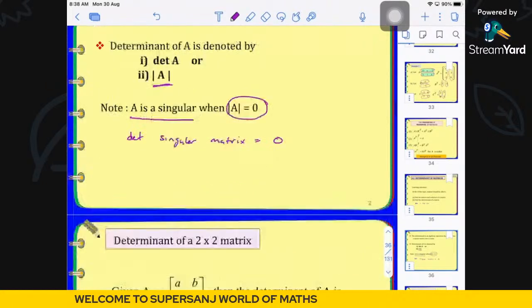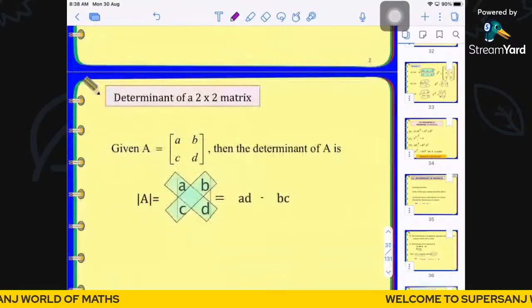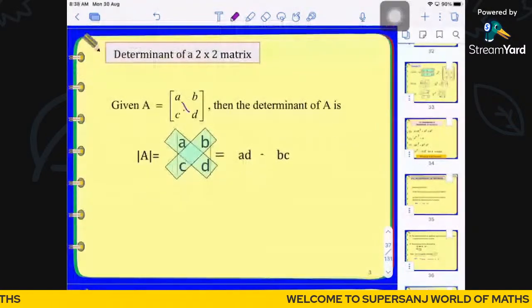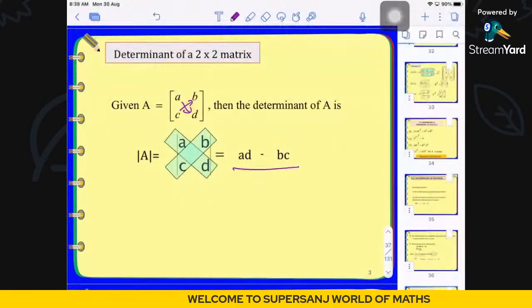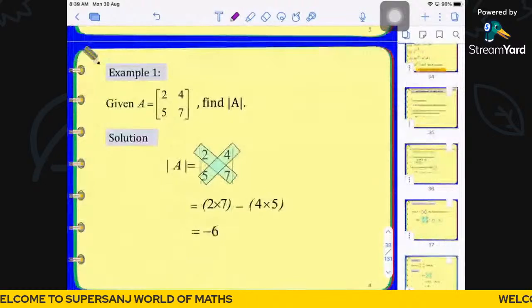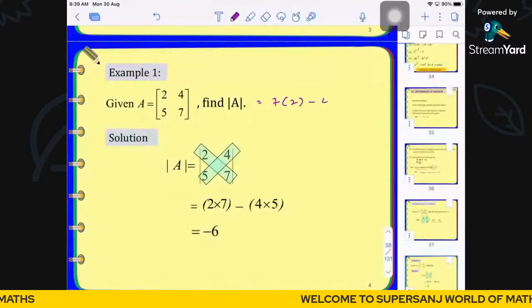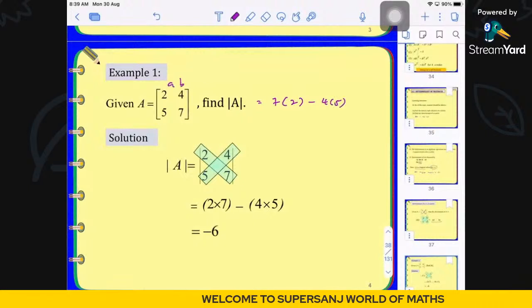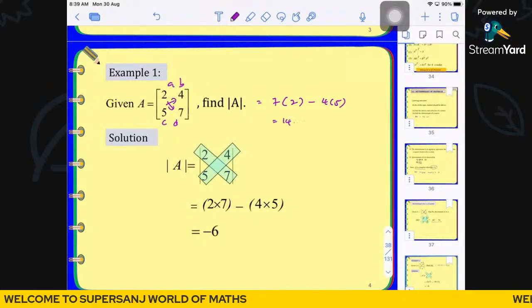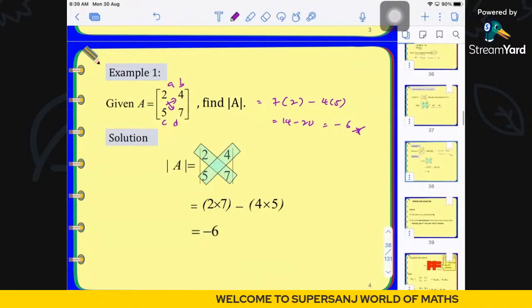Now, this is what you all have studied before in Form 5. Yes or not? You just take AD minus BC. That is your determinant. That is 2 by 2 determinant. So that one, nothing changed. That one is still the same. To find the determinant of A over here, you just take 7 times 2 minus 4 times 5. Because A, B, C, D, so AD minus BC. So here is 14 minus 20, which is negative 6. I hope until here everybody okay. Okay, done with that. Let's carry on next then.